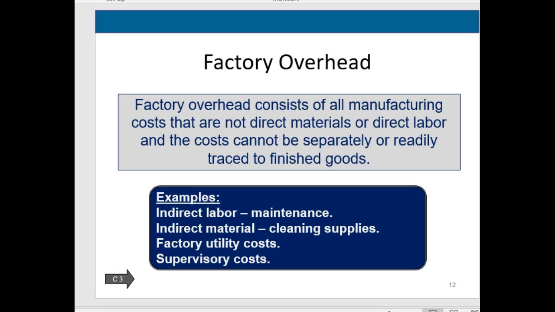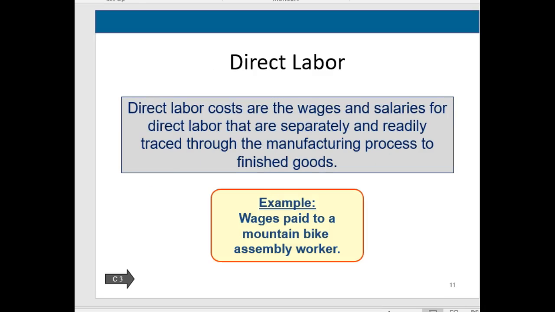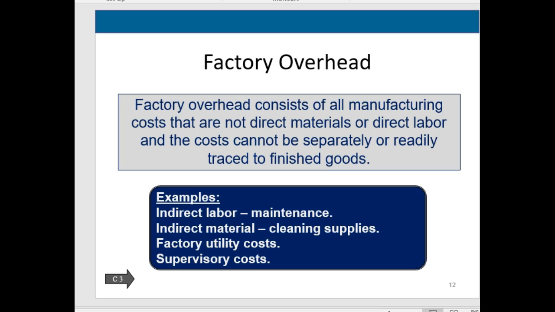So you end up having indirect labor, indirect material. You have utility costs that could be thrown in there. You've got supervisory costs that could be thrown in there. You have setup costs that could be thrown in there as overhead also, in some cases, depending on how it's defined by the company or the department itself. So direct materials, direct labor, and factory overhead make up the cost of products, product cost.